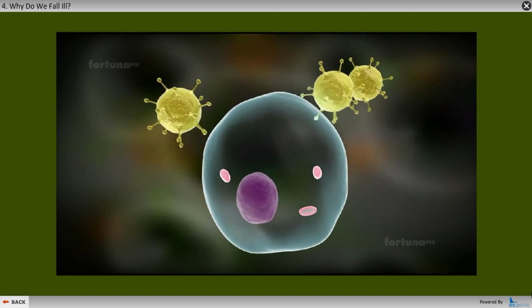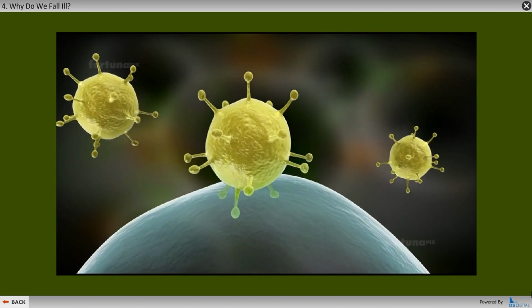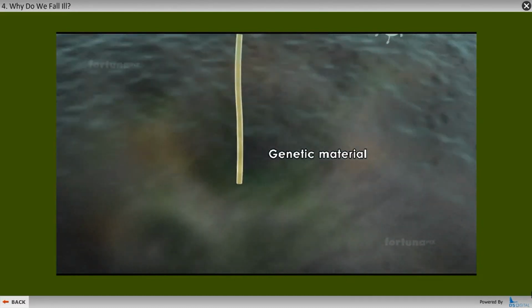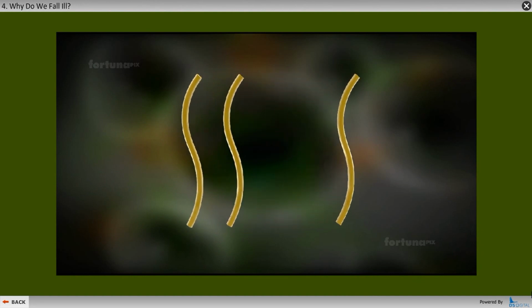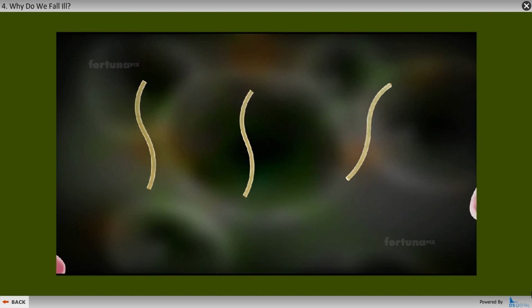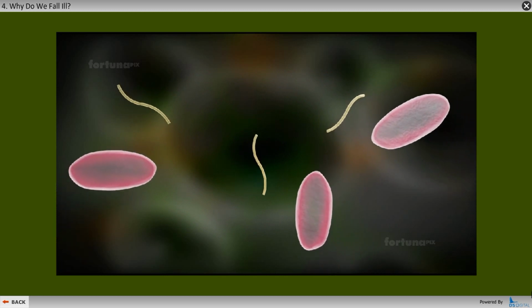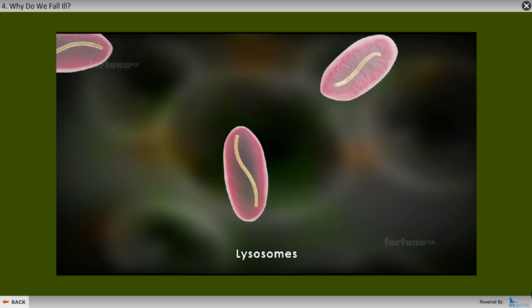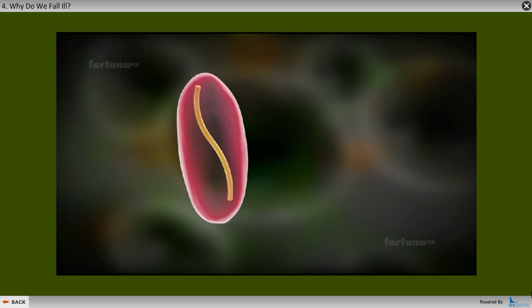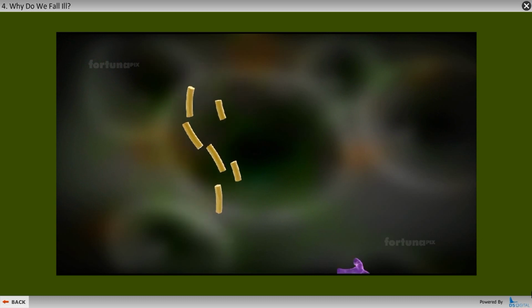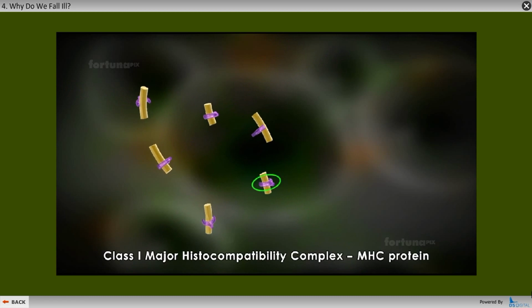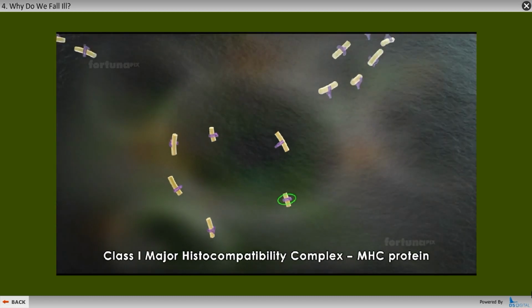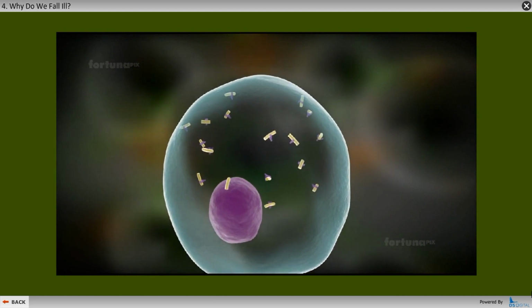When an infection sets in, a virus will enter the body and will inject its genetic material into a host cell. The genetic material of the virus will produce multiple copies of the virus inside the host cell. The protein recycling enzymes, such as lysosomes, will process the antigen and make it into fragments. The fragments of the antigen will combine with class I major histocompatibility complex (MHC) proteins and move to the outer surface of the host cell.